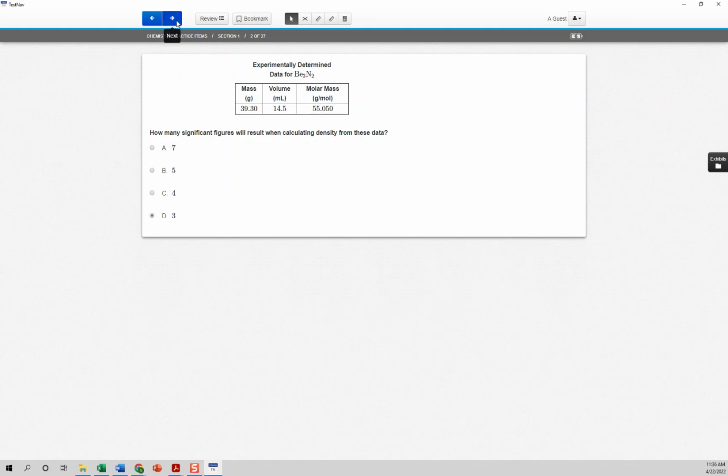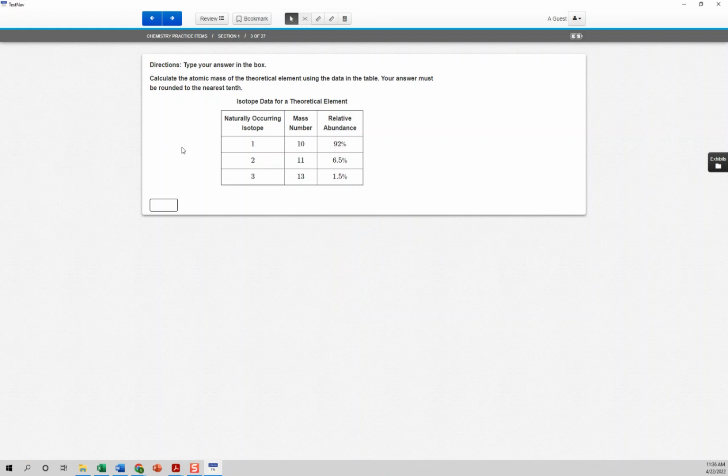All right, moving on. We have our first technology-enhanced question, so we're going to type our answer in here. Let's read our instructions. Calculate the atomic mass of the theoretical element using the data in the table. Your answer must be rounded to the nearest tenth. So we're going to go to 1 decimal place here when we're all done.